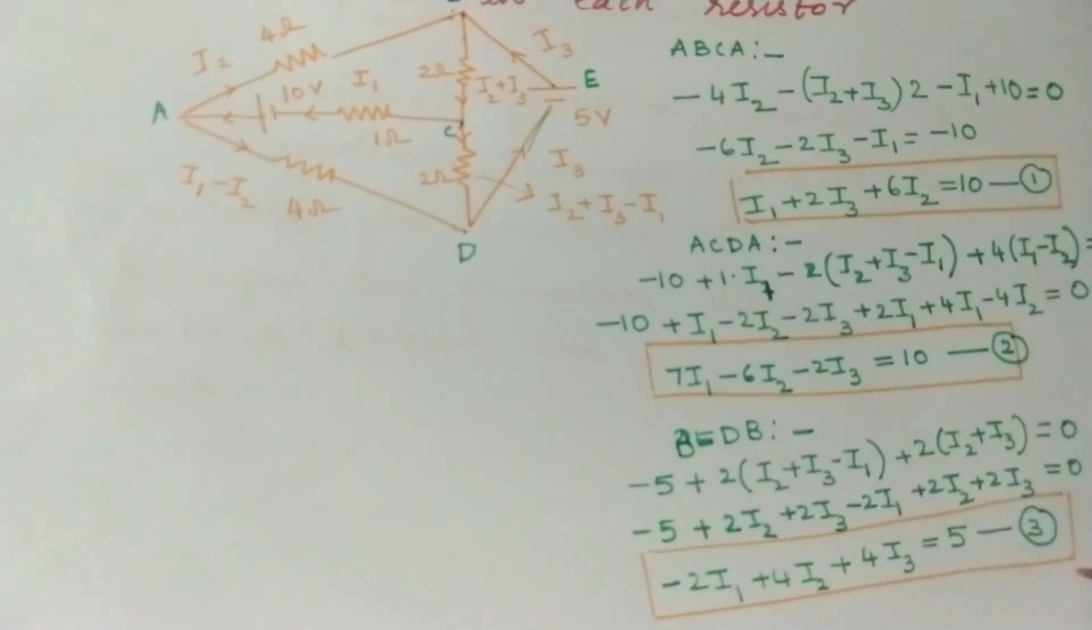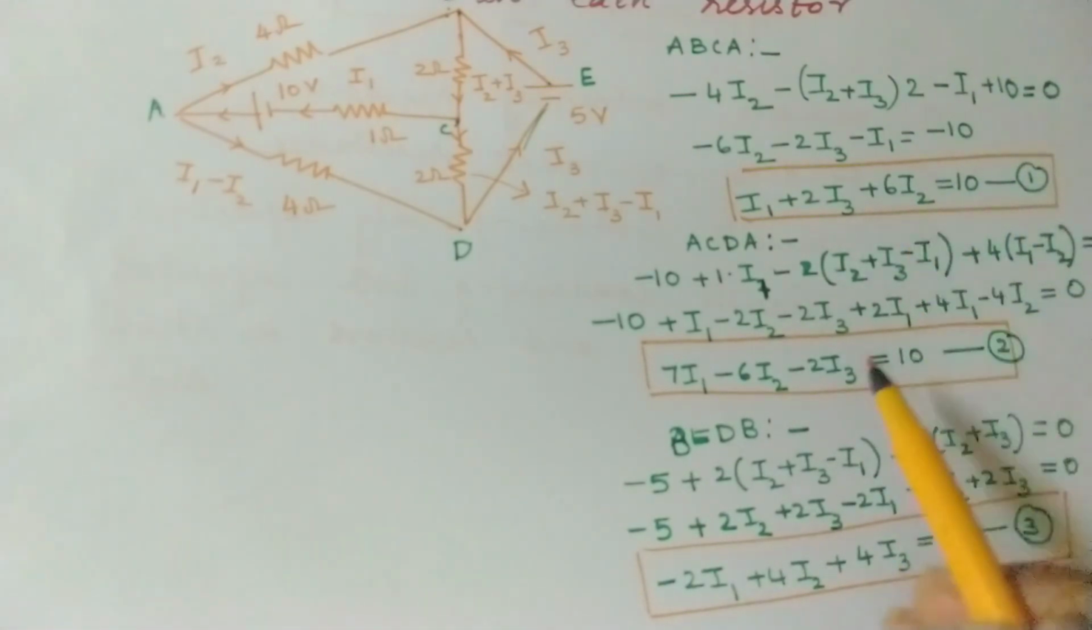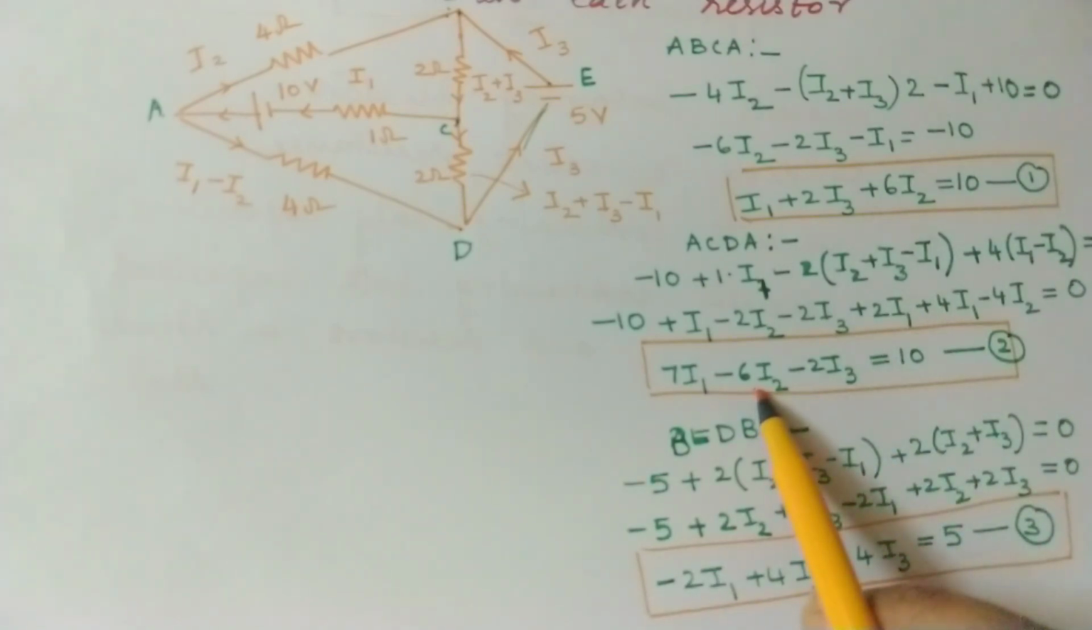Now, how many unknowns do we have? I1, I2 and I3, three unknown values. Now, we can solve them to find all three answers. Okay, so how do we determine it? First, try to eliminate any one of the terms. If you observe these two relations, we have plus 6I2 and minus 6I2.